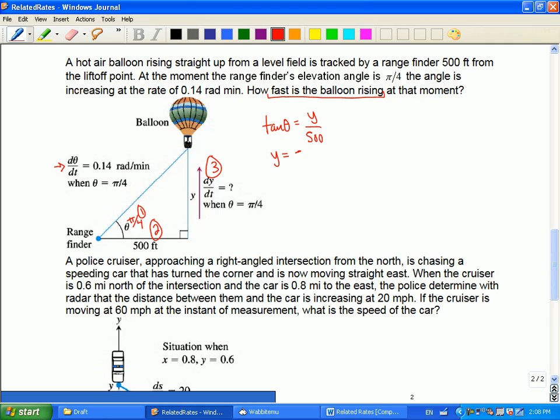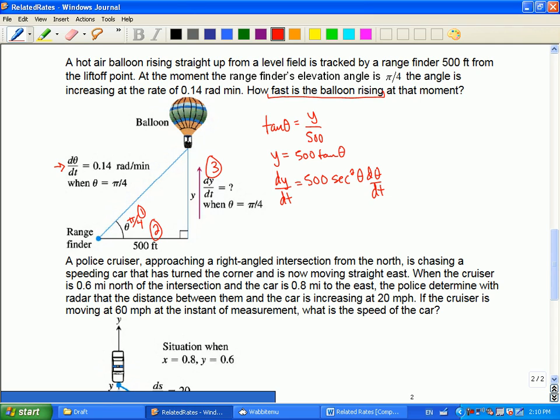So that means y equals 500 tangent of theta. This is the relationship between the angle and how fast that balloon is rising. So you go and find the derivative now. We're there then, I hope? So dy with respect to time. So 500 is just my constant, secant squared theta d theta dt.